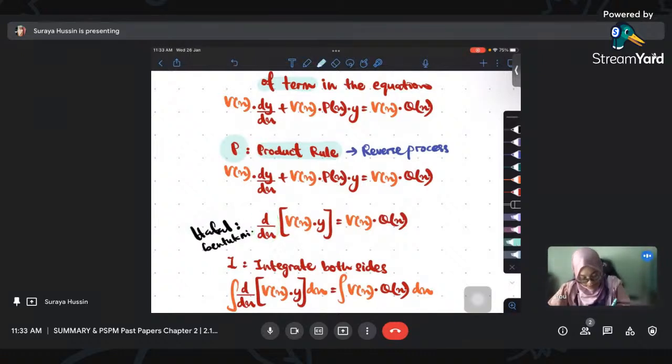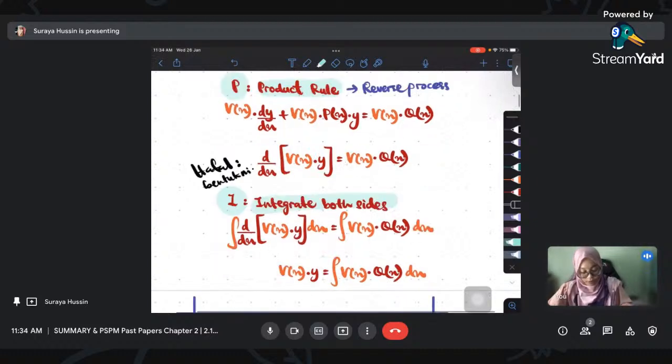The last step is I, integrate both side. So integrate both side dengan harapan kita nak cancel the differentiation with the integration. Sebab itulah integrate both side. And then tinggallah dalam ni saja. Dah tinggallah integrate belah kanan sahaja. I know it's quite a little bit hard to see, but it's okay. We'll go through that later with questions. Okay.